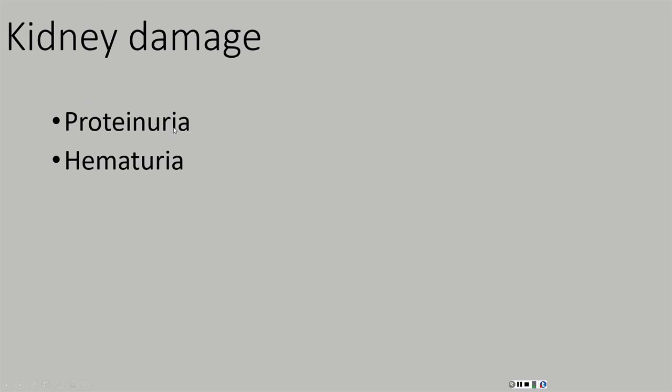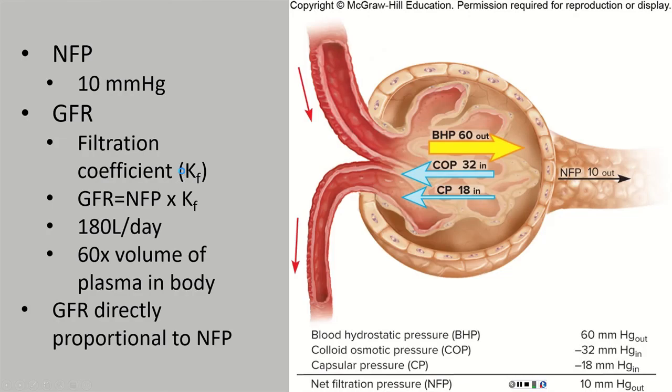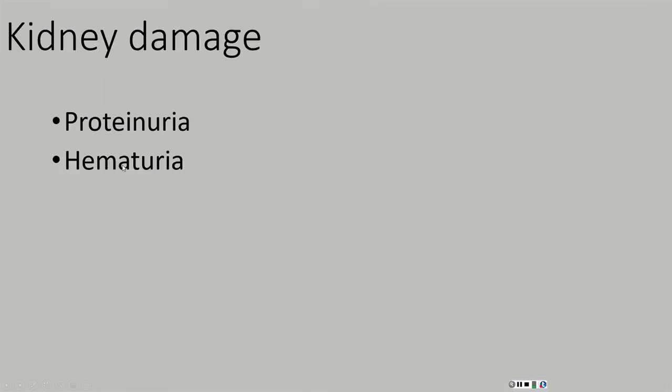That's a sign of kidney damage because you shouldn't find protein in the urine since it wasn't filtered. Hema, remember hema meant blood, so hematuria is blood in the urine. And again, we shouldn't find blood in the urine because the blood cells are too large to be filtered. So proteinuria, protein in the urine, I apologize, and hematuria, blood in the urine. And those things are signs of kidney damage.